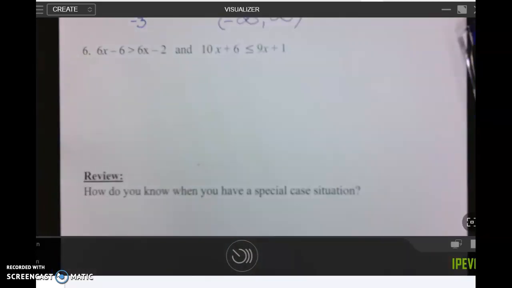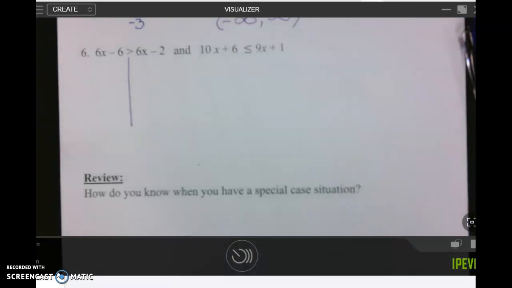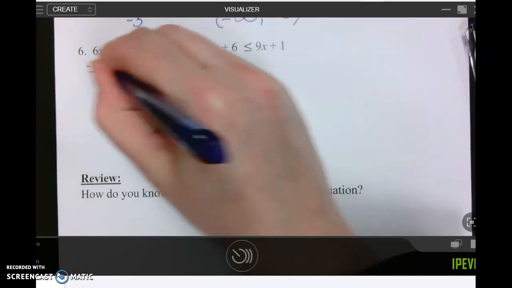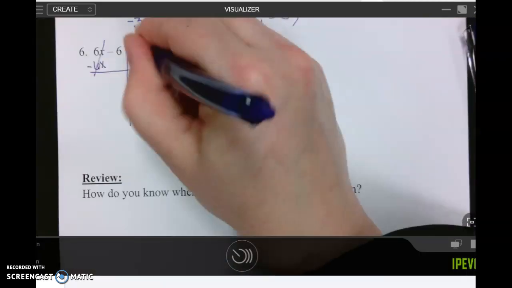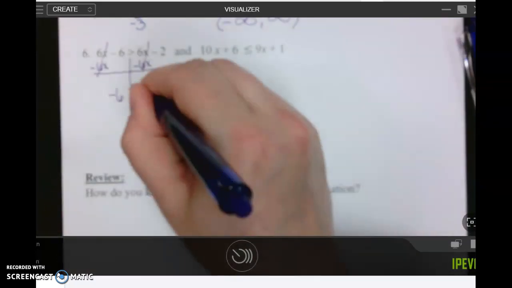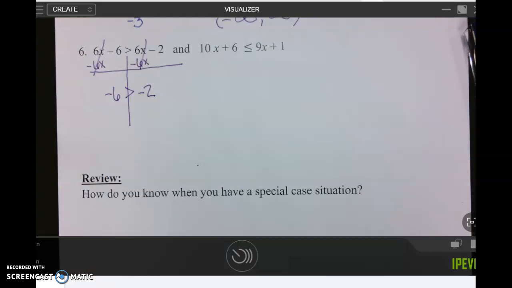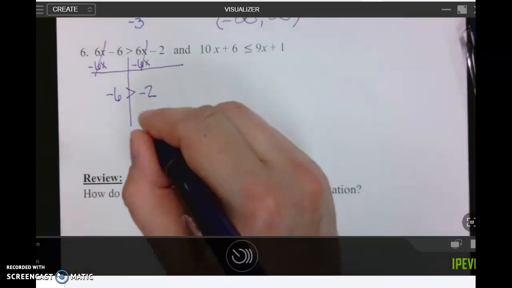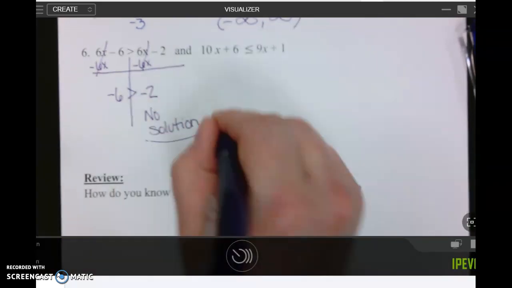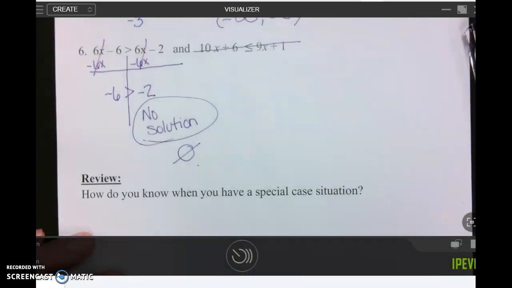All right, looking at our next example, we have another special case. I see right away that my x's are going to cancel out. When I subtract 6x and subtract 6x, I don't have any x's left. So cancel and cancel. And I have the statement negative 6 is greater than a negative 2. So if you think about it, a negative 6 is further from 0 than negative 2 is from 0. So negative 6 is not bigger than negative 2. So this is a no solution. This is a false statement. And we don't even need to solve the other inequality because we already know this is no solution.